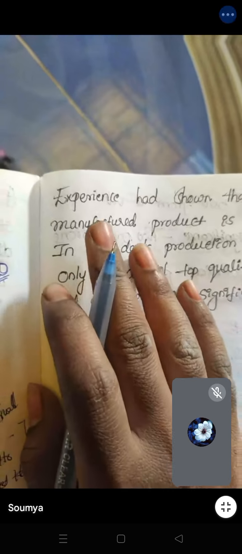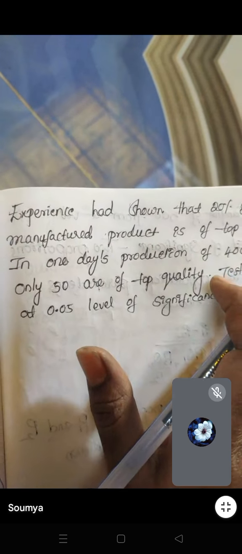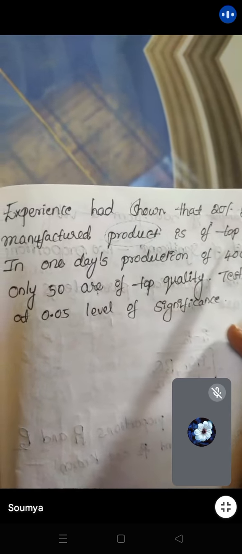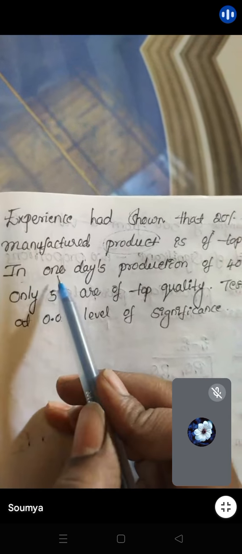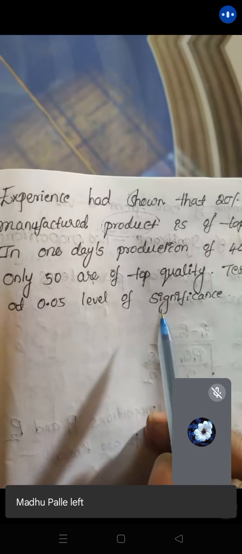Yes, ma'am. Okay. So here experience had shown that 20% of the manufactured product is of top quality. His claim is 20% is top quality. In one day's production of 400 articles, only 50 are of top quality. Test the hypothesis at 0.05 level of significance.